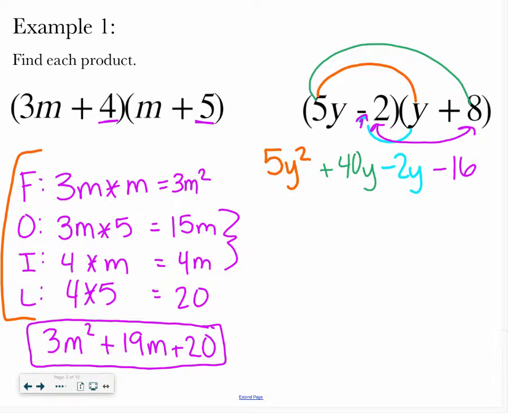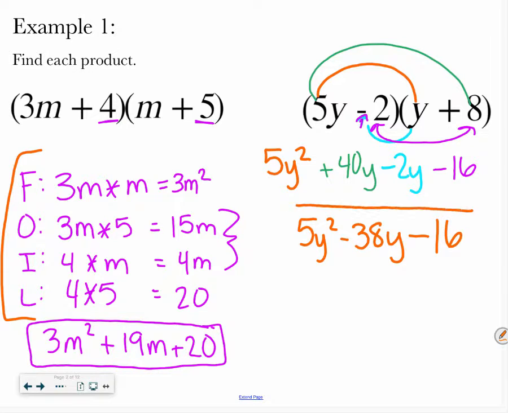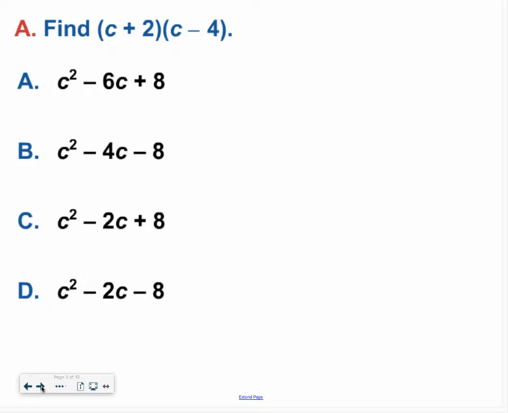So then I go through and I say I have a 5y squared. There's nothing to combine. Then 40y minus 2y is going to bring me down to 38y minus 16, and I am done. Okay? So if you draw the little lines, that's fine. I just want you to pick a method that helps you remember what each stands for and how to get there, okay? Go ahead and multiply these two binomials, see what you get.